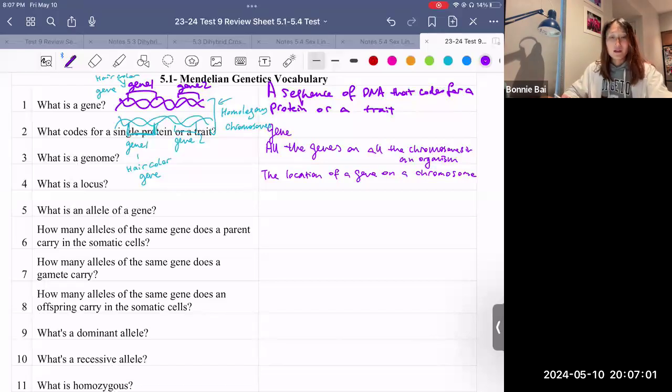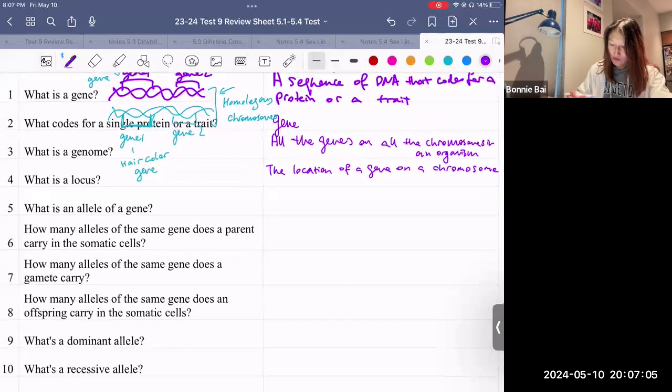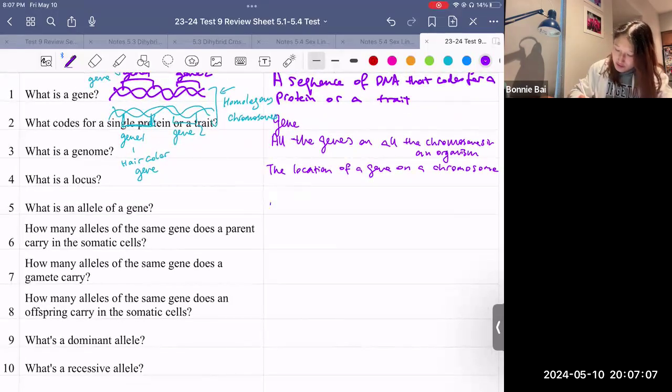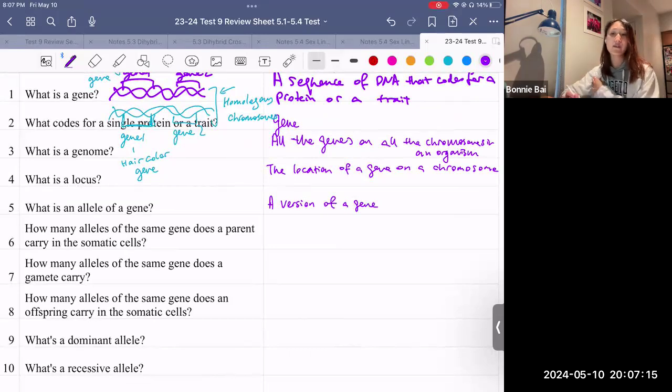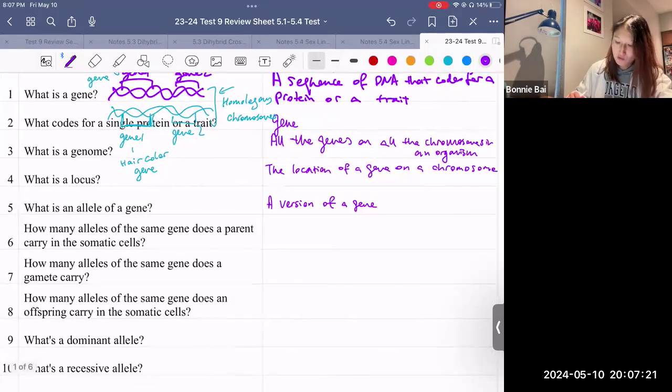Okay. Next question. Number 5, it says, what is an allele of a gene? An allele of a gene is, you can say, a version of a gene. So when we say dominant versus recessive, you can have dominant versus recessive trait, and you can have dominant versus recessive allele, right? So what do we mean by dominant recessive allele? That's your big A or little a. There are two different varieties of the DNA.